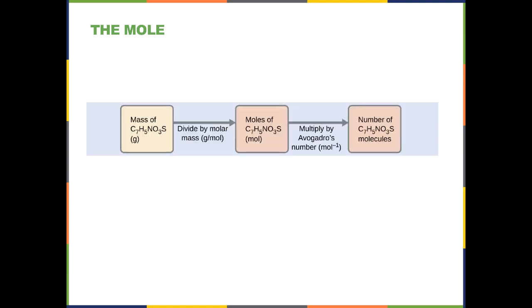So first of all, you had the diagram. Here's the formula for saccharin written out. You take that mass and divide it by the molar mass for saccharin, and that gives you the moles. Once you know how many moles you have, then you multiply that by Avogadro's number, and that tells you the number of molecules that you have.